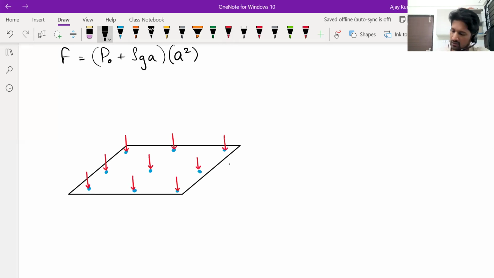Therefore, the total perpendicular force acting on the base can be taken as the integral of dF without bothering about the direction of the force vectors, because all the dF vectors are in the same direction.